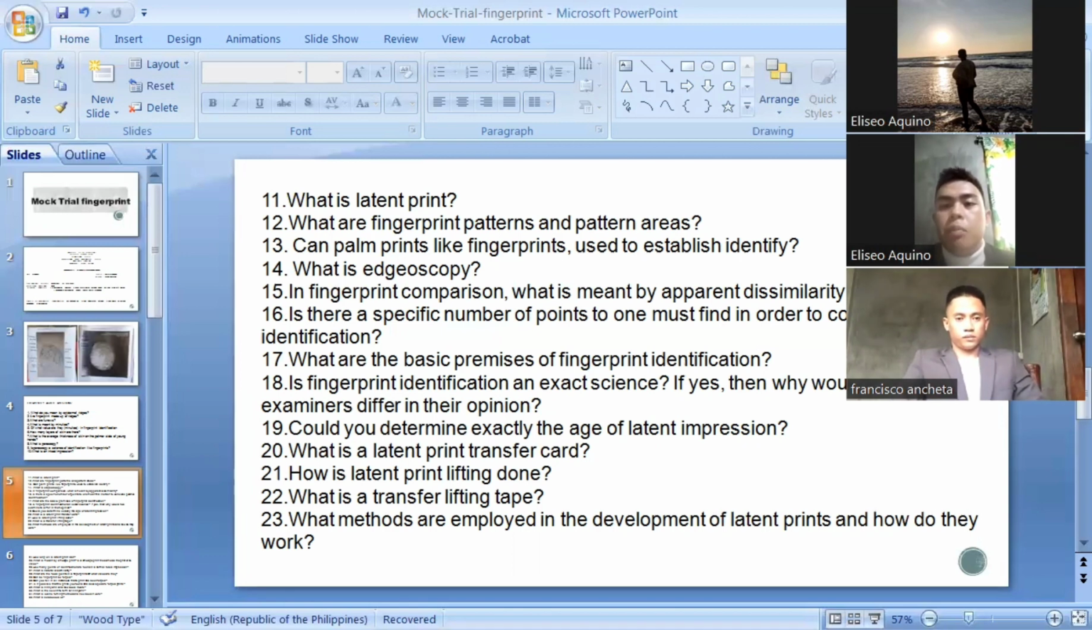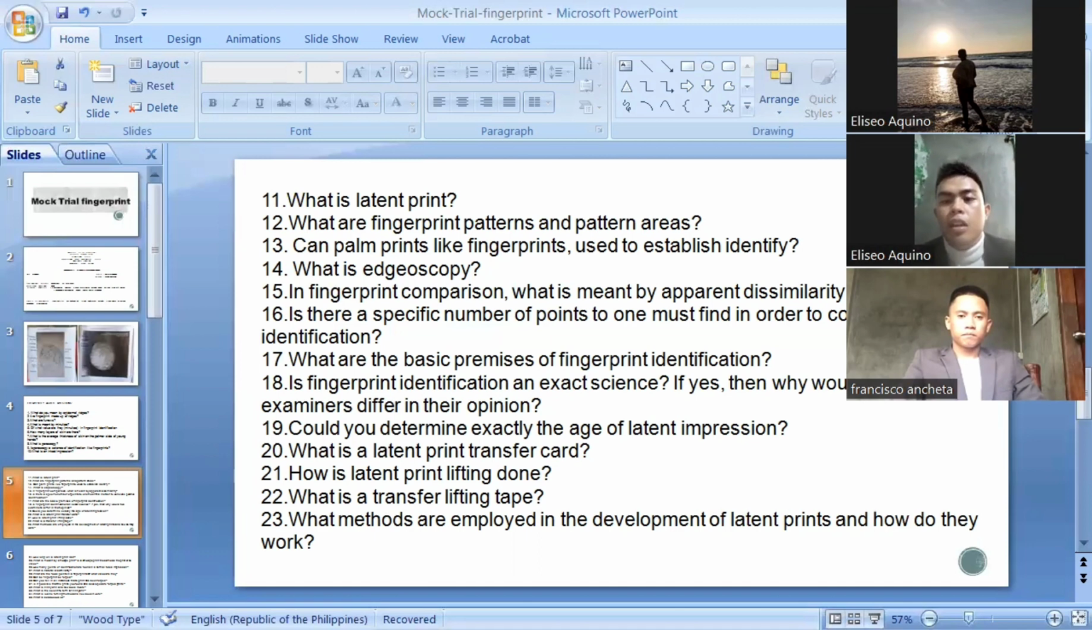What are the basic premises of fingerprint identification? It is classified in three basic principles. First is the principle of individuality. Second is the principle of permanency. And the last one is the principle of infallibility.